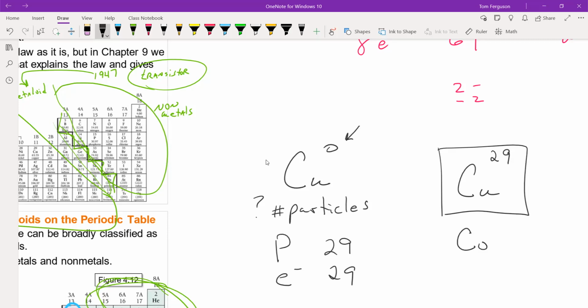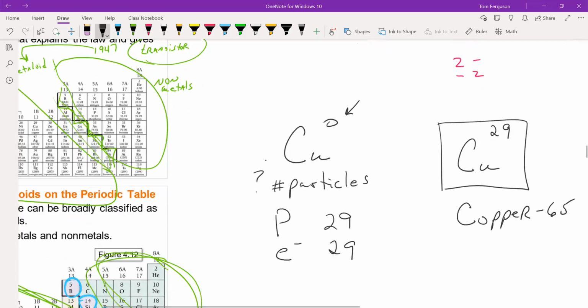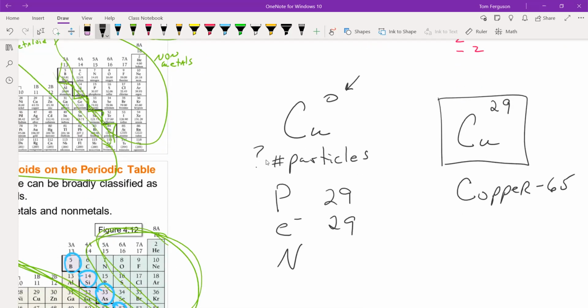So I'm going to say, we're talking about the isotope copper 65. Okay, so how many neutrons does copper 65 have? Okay, 36 we got from 65 minus 29, 36. We add all these up, we have 29 and 29 and 36, that's 94, assuming I did the math in my head accurately. So that's a question, how many particles? Now, if that was an ion, then the number of electrons is going to change that somewhat.